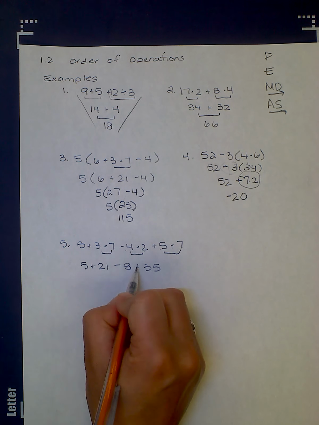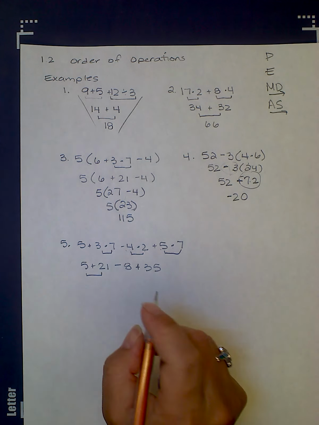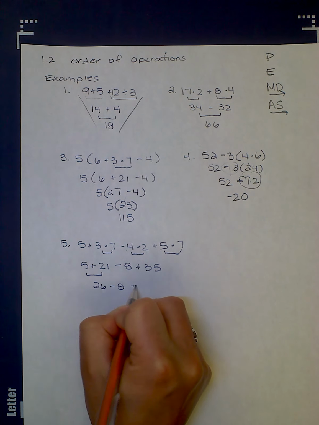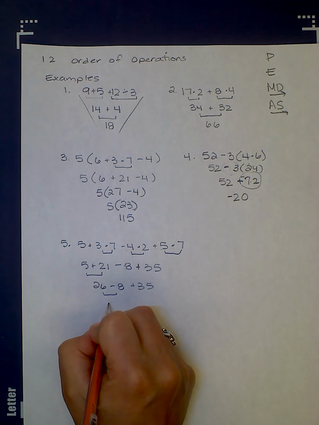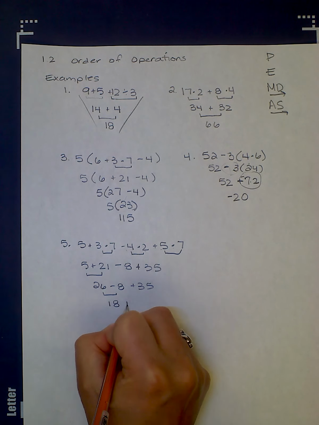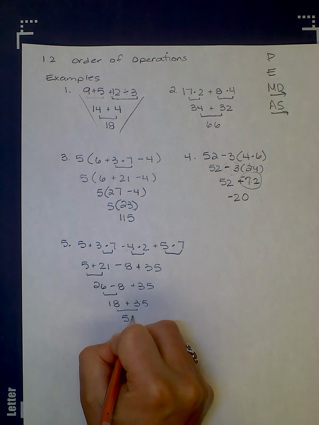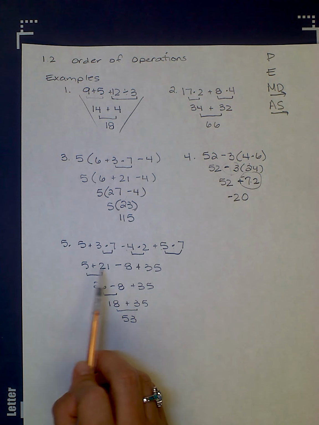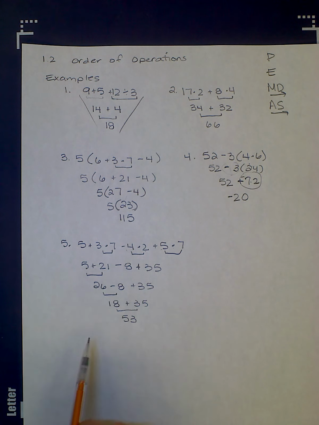Now, we have to go left to right, addition and subtraction. So we need to do one step at a time here. 5 plus 21 gives us 26, and the rest of this needs to be rewritten. Now, 26 minus 8 gives us 18 plus 35, and then we finish 18 plus 35 to get 53, working down that funnel. So when you get to this step right here, you can't do this addition and then finish the problem. That won't give you the same answer. You have to be very careful there.